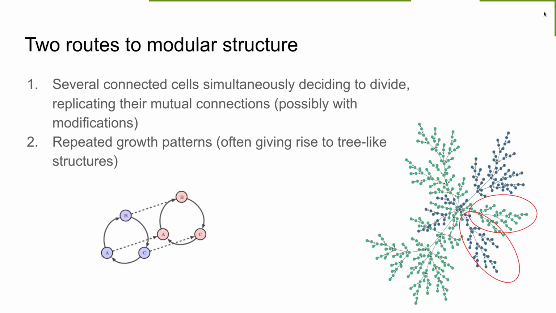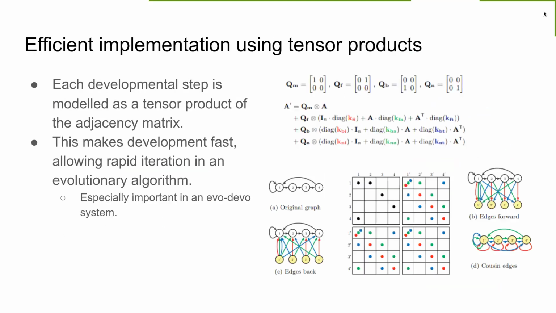So one way is that a whole group of nodes can divide and keep their connections. But importantly, the decision to divide is still taken at the level of each node. And the other route is that you can have the collective growth algorithm. You can have parallel branches of a tree growing in the same way, and you can get larger similar modules.